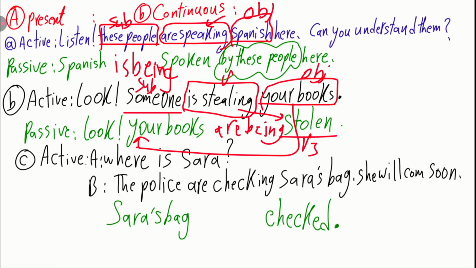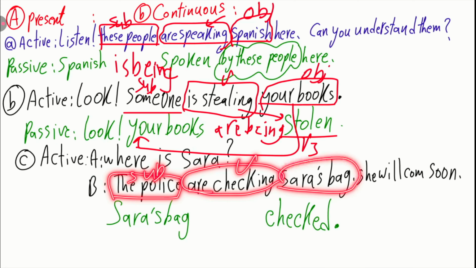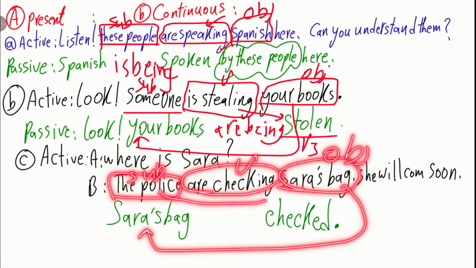Last example in this tense, my friends, here, active. Where is Sarah? We say the police are checking Sarah's bag. She will come soon. So here the police is the subject, as you see. Are checking is the verb. Sarah's bag is the object. We take the object to the beginning of the sentence.